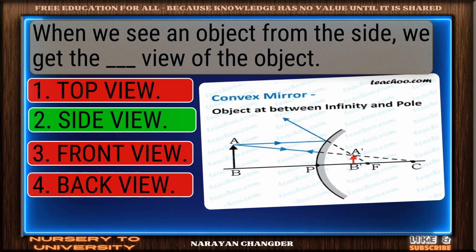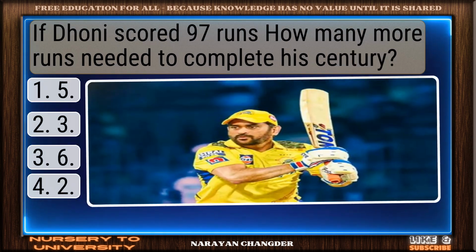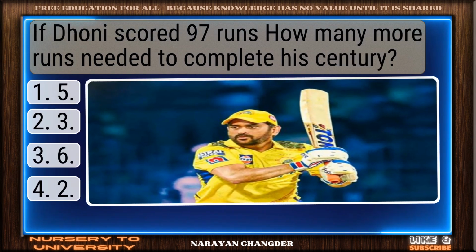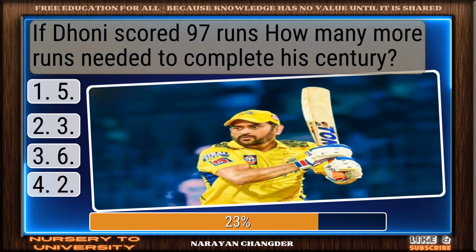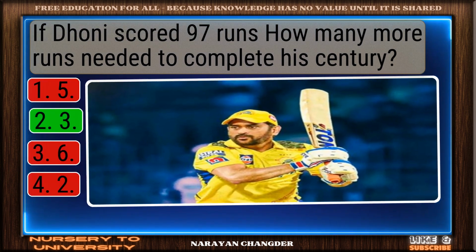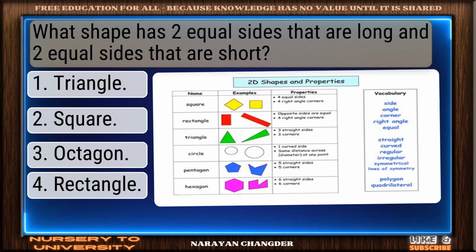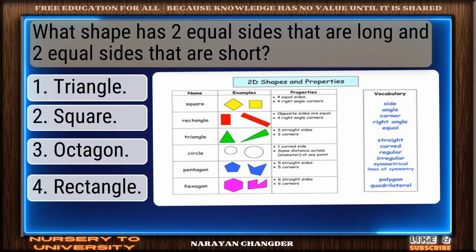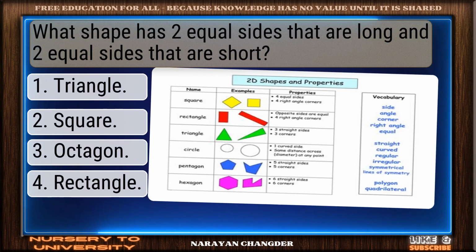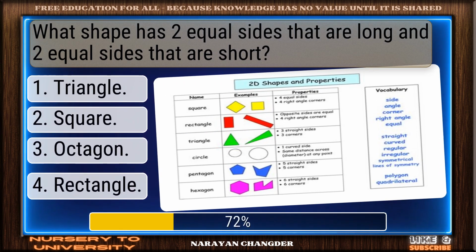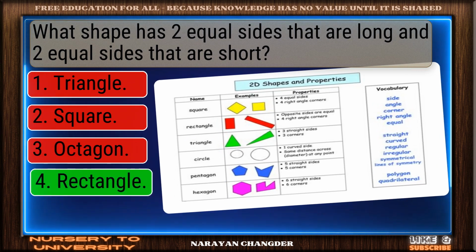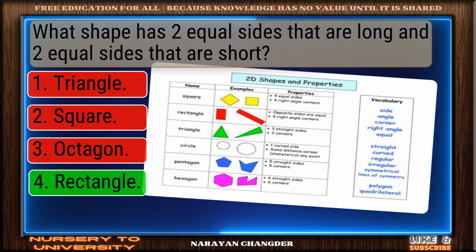Nicely done. Side view is a solid answer. If Dhoni scored 97 runs, how many more runs needed to complete his century? Valid point, 3 is true. What shape has 2 equal sides that are long and 2 equal sides that are short? Well done. Rectangle is the right choice.